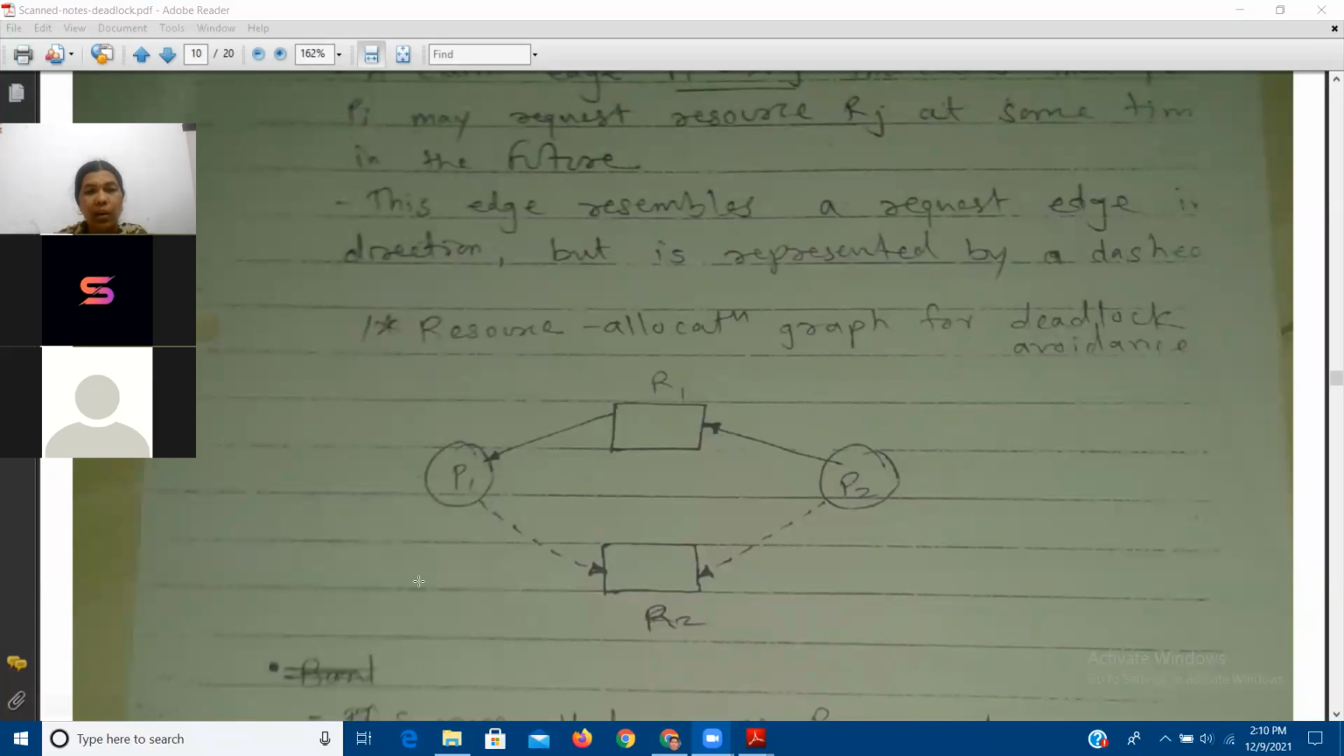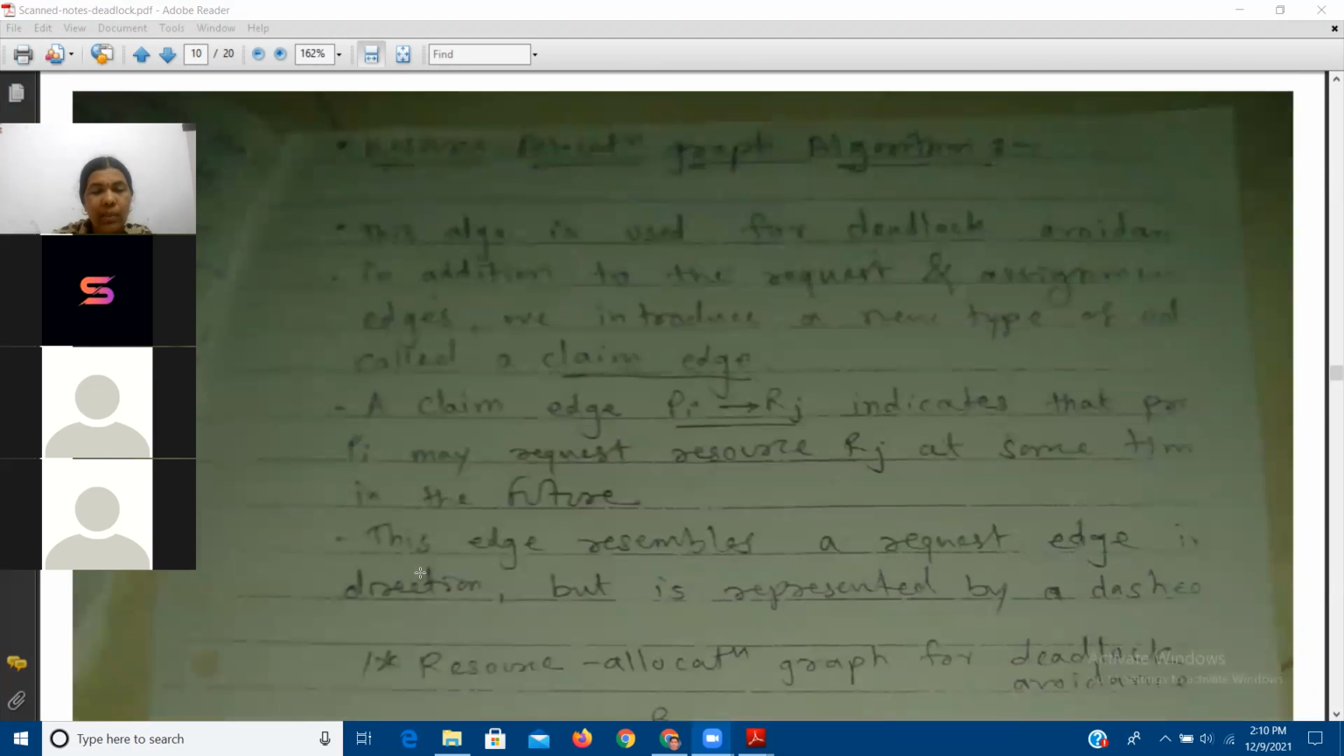Okay, so any doubt about this resource allocation graph algorithm? Got the clear idea about the claim edge? Got the clear idea about the algorithm? Yes, ma'am. Okay, so it is a very simple algorithm.